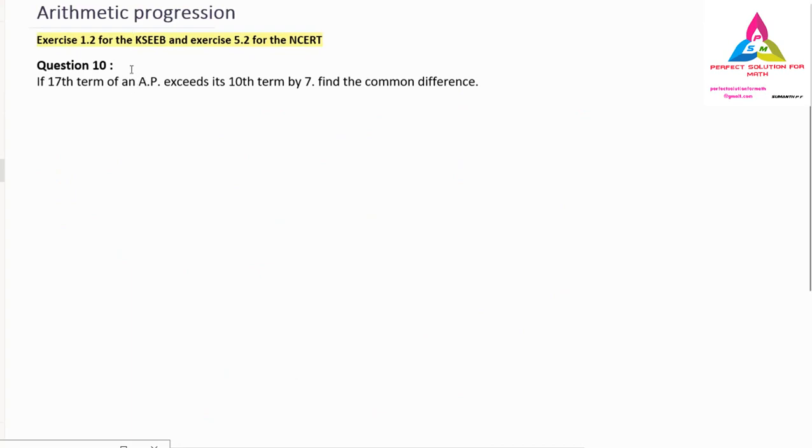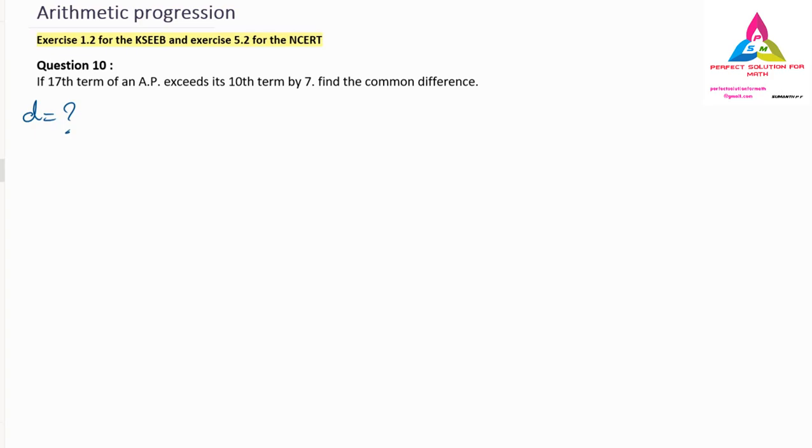So coming to the 10th question, here they have given: if the 17th term of an AP exceeds its 10th term by 7, find the common difference. So here what do you have to find? Here you have to find the d value. So very importantly, here again we have to find the d value.